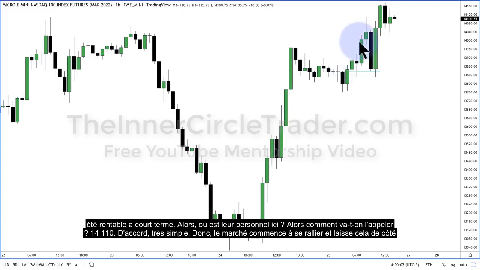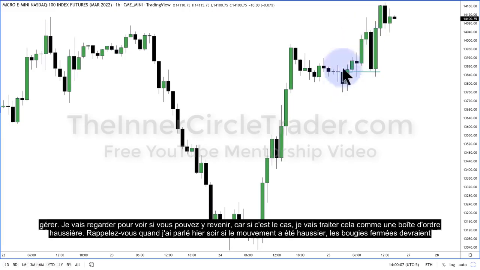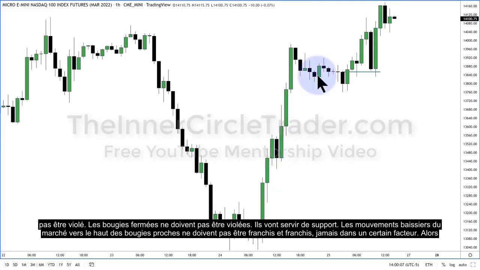So the market starts to rally and leaves this down close candle. I'm going to watch to see if it can trade back down into that, because if it does, I'm going to treat that as a bullish order block. Remember what I taught last night? If the move has been bullish, down close candles should not be violated. Down close candles should not be violated. They're going to act as support. In bearish market moves, up close candles should not be breached and broken through. Never even come back to that one.